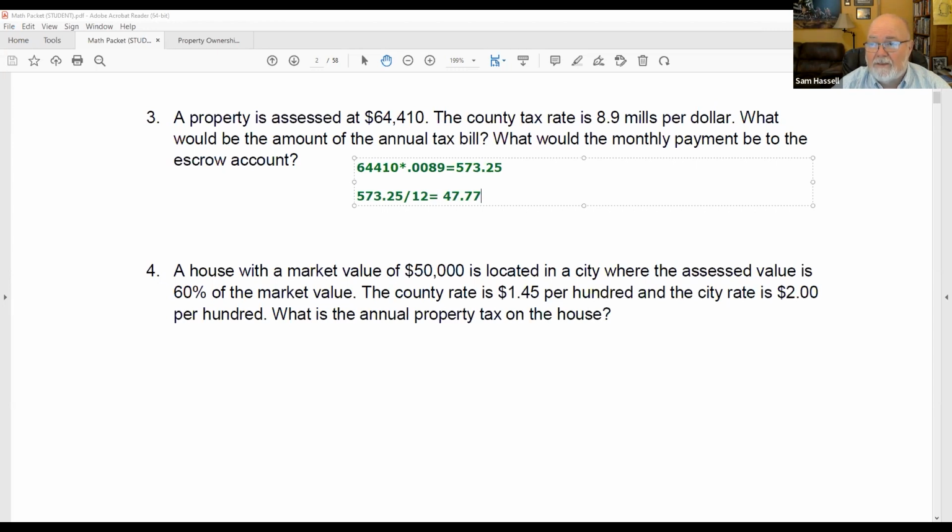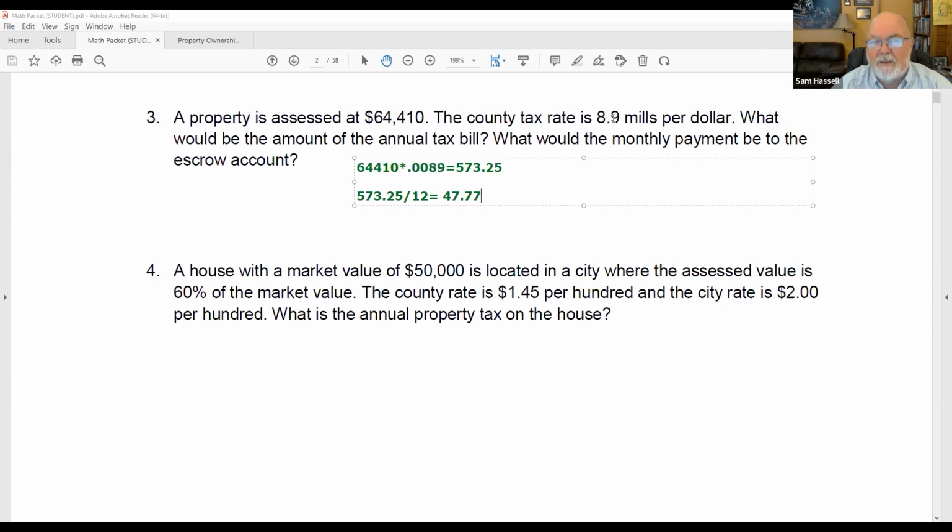Okay, so let's do it. For Carrie's sake and for all of you others who forgot to ask or didn't want to ask, I know some of you are getting it, and that's good. If I'm assessed at 64,410, it doesn't say whether I live in the county or the city, so I'm going to have to assume that I'm living in the county. The county rate is 8.9 mils per dollar. So that is what? 1,000th, right? If I'm using mils, that's 1,000. So I have to move that decimal place 3 places over, which makes 8.9 into 0.0089.